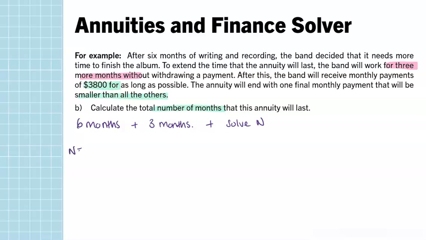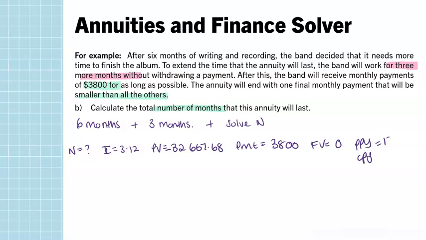We will have our interest rate staying the same at 3.12%. My starting point this time though is where I finished at the end of that first 6 months. So that's the $32,667.68. And we are investing that, so I'll make that a negative value. We're going to have payments of $3,800. And if we want to know how long this is lasting for, we're finding out when will our future value be 0. And our compounds and payments are still happening monthly, so 12 times a year.